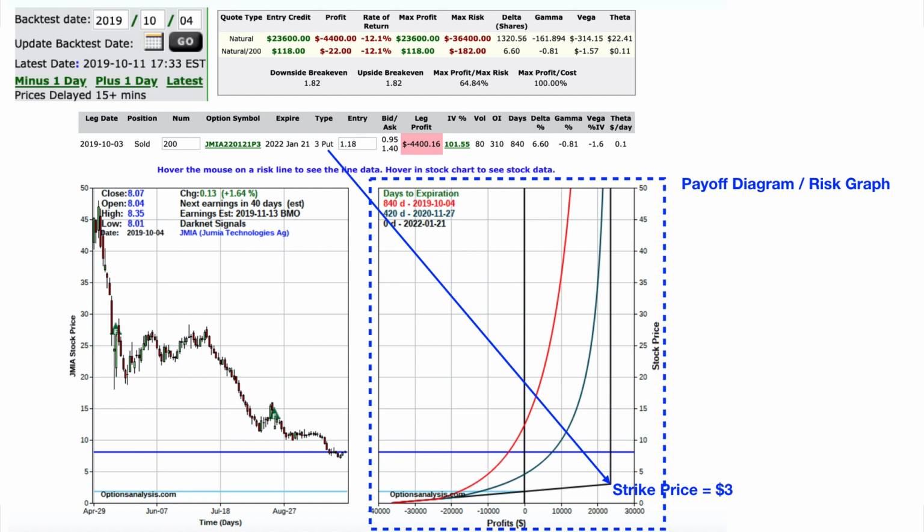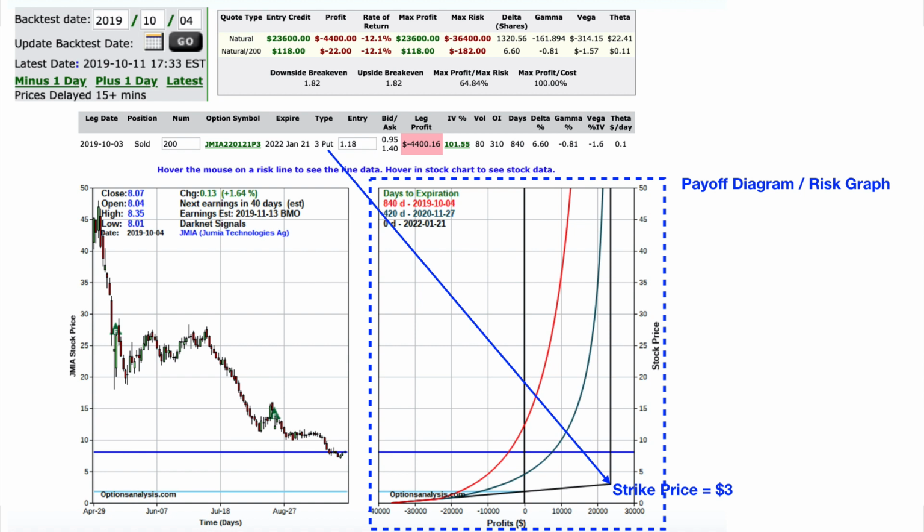The picture on the left shows the stock price between April and October 2019. And the picture on the right is the payoff diagram, or what is also known as the risk graph of the option trade. Now, I will spend some time explaining this. This trade is just a short put. I had sold 200 contracts that have an expiry of 21st January 2022, which is over 2 years from now, 840 days to be precise. And the strike price is 3.